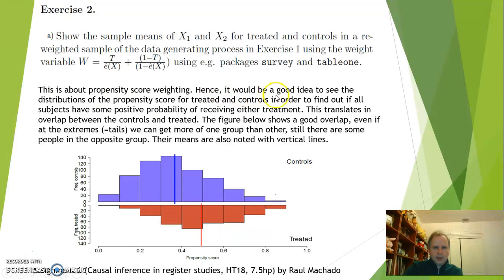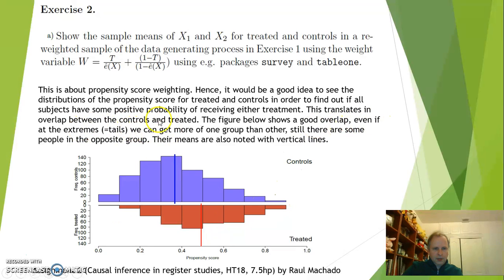Hence, it would be a good idea to see the distribution of propensity score for treated and controls in order to find out if all the subjects have some positive probability of receiving either treatment, I mean control or treated. This translates into overlap between the controls and the treated. The figure below shows a good overlap. As you can see, there is a red, which is the treated, and the control, blue.